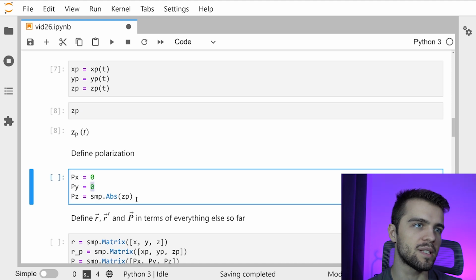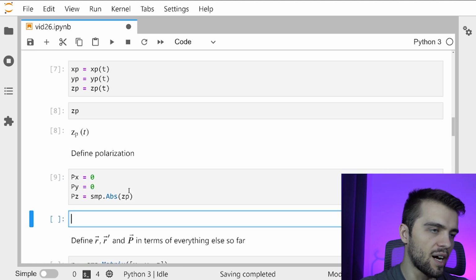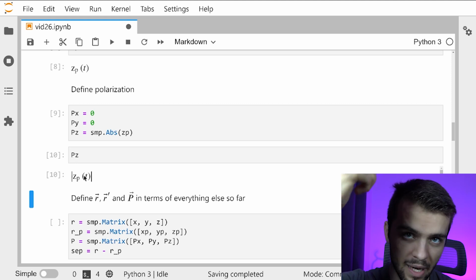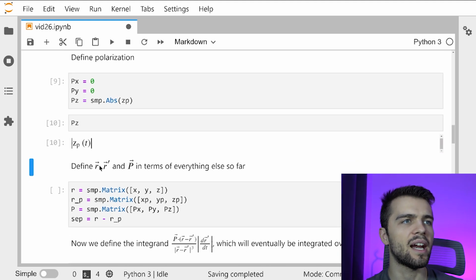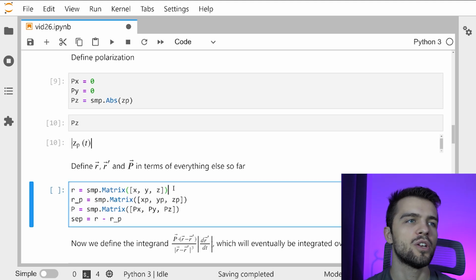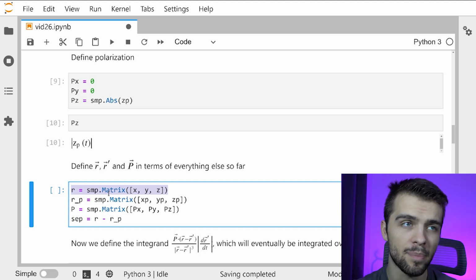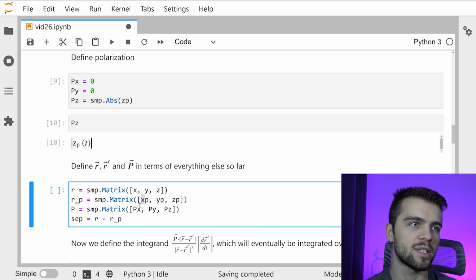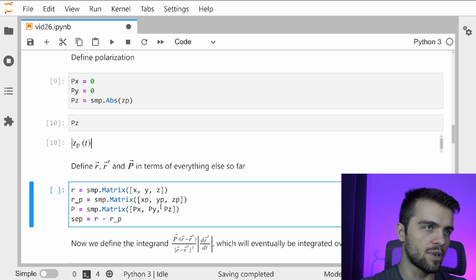So px, py, pz. Well, pz is just, as I defined above, the absolute value of z when I divide by p naught. So this is the normalized polarization. And then I define r, r prime, and p in terms of everything we've defined so far. So r, the location in space where we want to find the potential, is just x, y, z. R prime is x prime, y prime, and z prime. P is the vector of the polarization, and then I also define the separation vector.